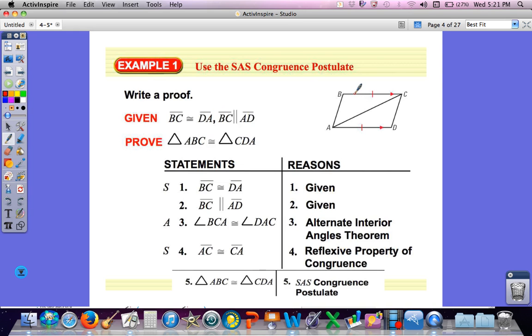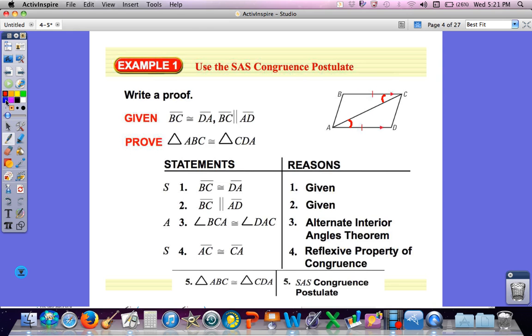So we are given BC is congruent to DA, and we're told that they are parallel. They want us to prove angle ABC is congruent to triangle CDA. Did I say angle? Triangle ABC. So the first two are given. BCA is going to be congruent to DAC, correct? From the alternate interior angles theorem.